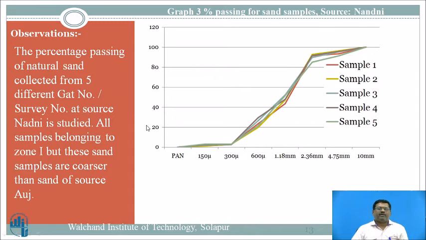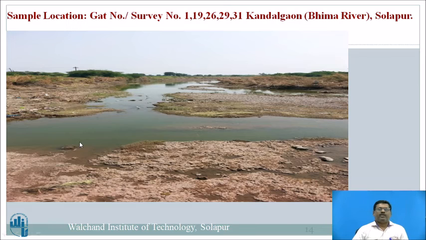So the percentage passing for natural sand collected from 5 different gut numbers at source Nandni is studied. All samples belong to zone 1, but these samples are coarser than the sand of source House. The first sample, House, was considered, and with respect to that, this sample is coarser. Nandni is coarser than House and Barur. Now this fourth location is village Kandalgaon on the Bhima river. These are the gut numbers from which the samples are collected.